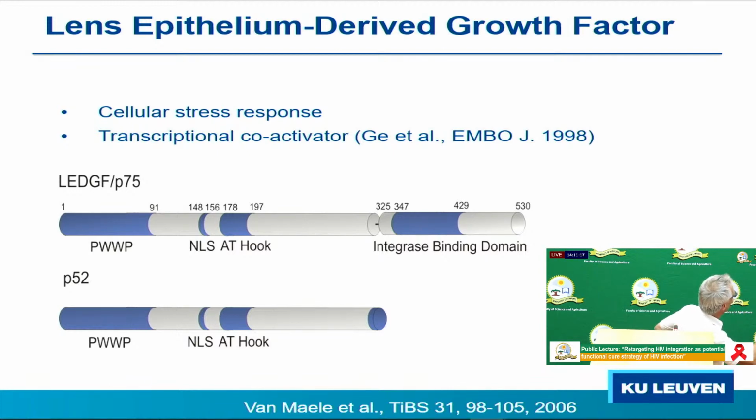Okay, so the long version of 75 kilodalton has this integrase binding domain at the C-terminus, and this is the part where the HIV integrase binds. The short version, 52 kilodalton, doesn't have this domain, so this doesn't act as a cofactor. Only the long version acts as the cofactor of HIV.